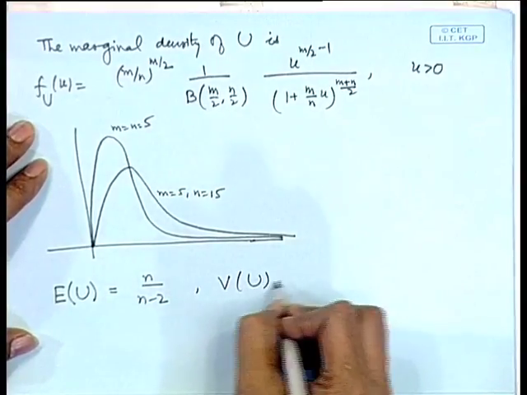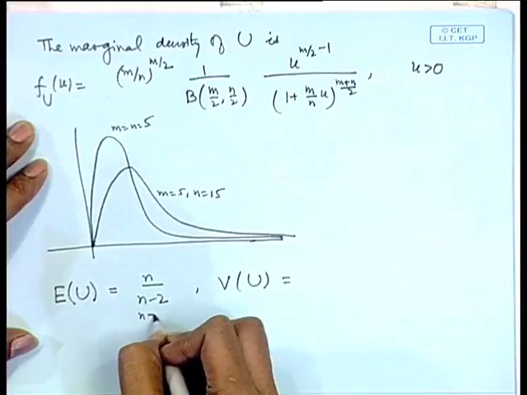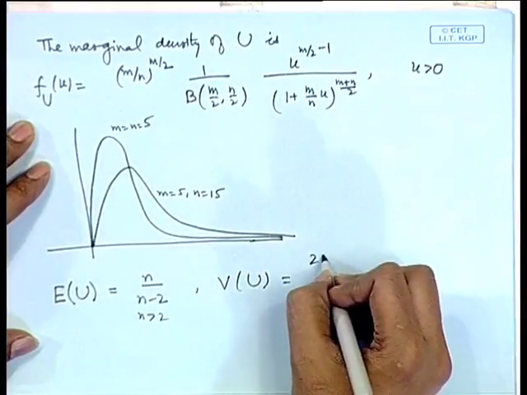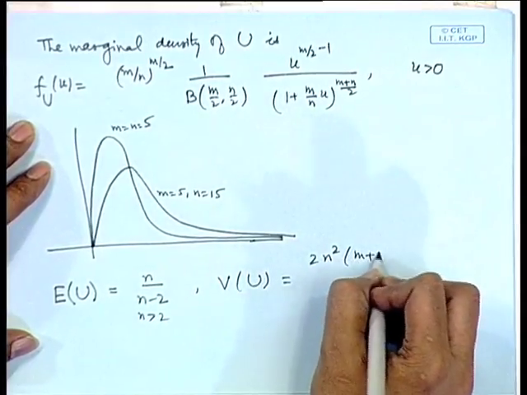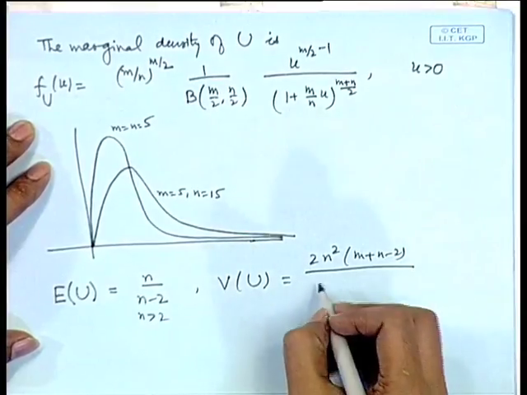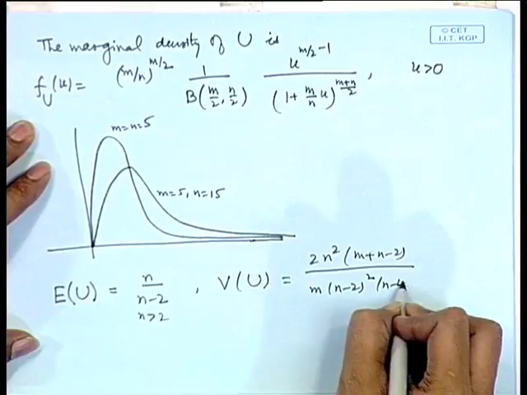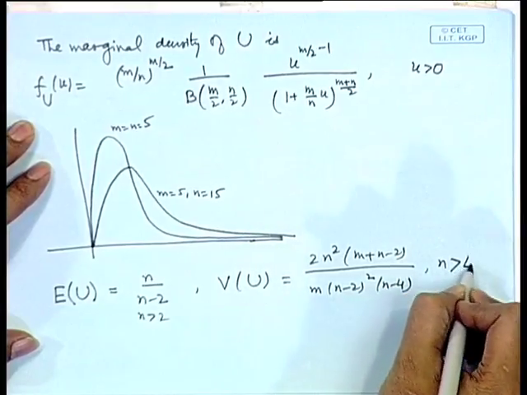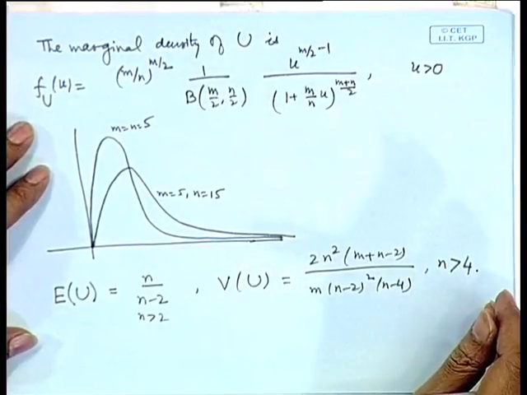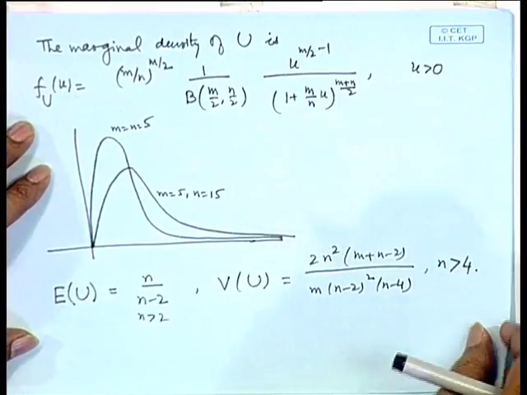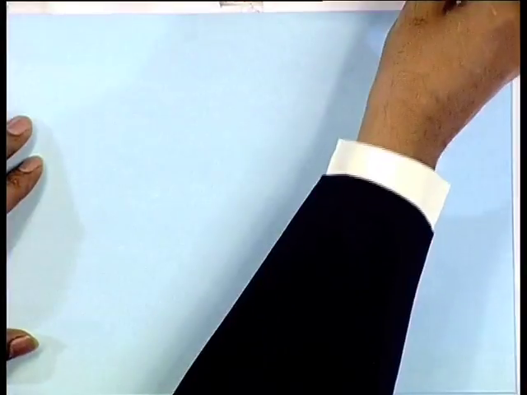Variance of u is equal to, here you need n greater than 2, and variance term is twice n square into m plus n minus 2 divided by m into n minus 2 square into n minus 4. This is valid for n greater than 4. This is a positively skewed distribution.